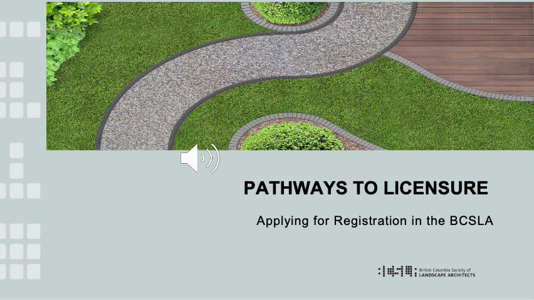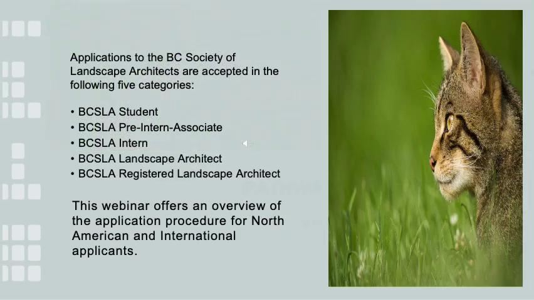The mandate of the BCSLA is to uphold public health, safety, and welfare as it relates to the professional practice of landscape architecture, while furthering and maintaining proper standards of professional practice. Landscape architects in British Columbia must be members of the BCSLA to use the title Landscape Architect. There are multiple ways to apply and criteria to meet to begin the process of becoming a registered landscape architect in British Columbia. This webinar offers an overview of the application procedure for North American and international applicants.